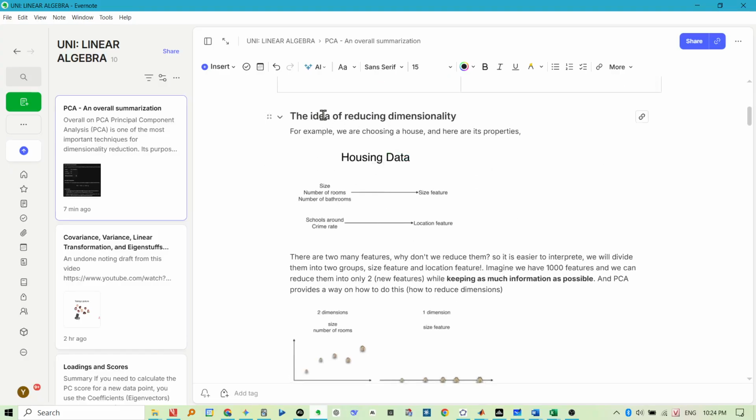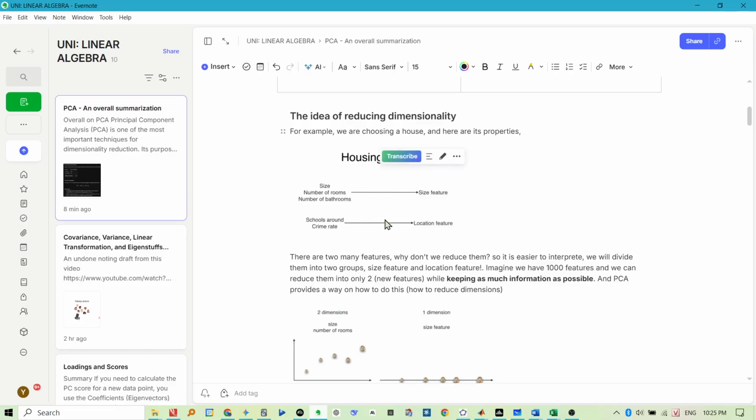Now the idea of reducing dimensionality. For example, we are choosing a house, and here are its properties. A house has many properties: its size, number of rooms, number of bathrooms, the number of schools around the location, and the crime rate index. Here we only demonstrate 5 features. 5 features are not so many, right?